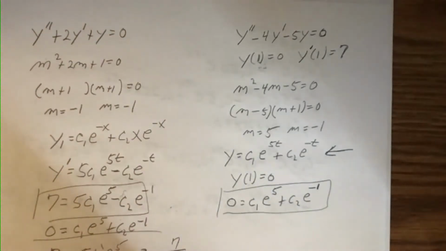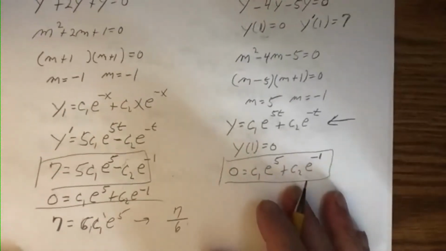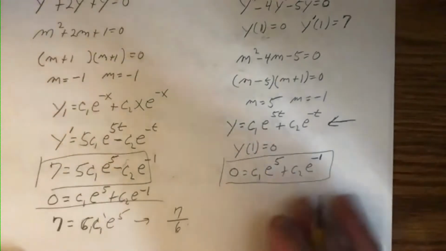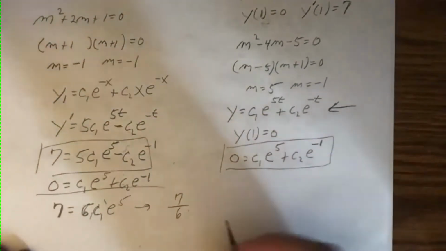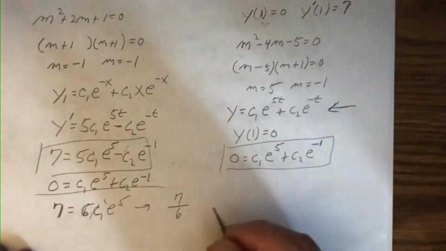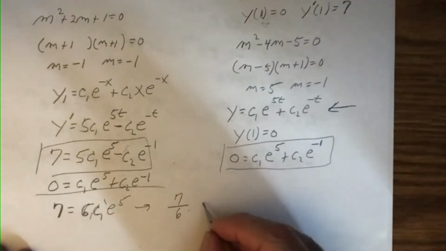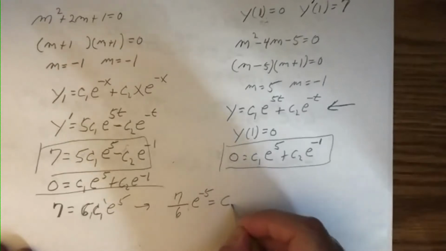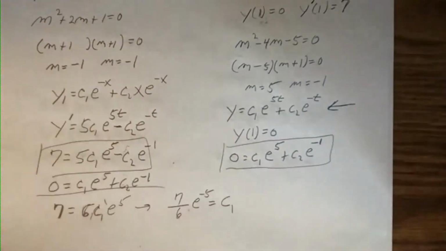Okay, so this is telling me that c1, right? Is there an issue with my page? Yeah, can you slide it up? Yeah, there we go. Okay. So this is telling me that c1 is going to be 7/6 times e to the minus 5, right? That's c1. This is clear?